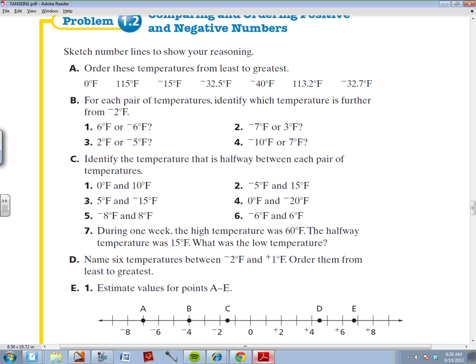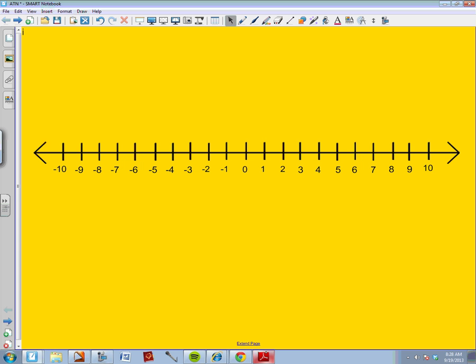What's halfway between 0 and -20? Halfway between -8 and +8. Halfway between -6 and 6. Start thinking of a strategy of how you would do this. 5 and 6 are going to be kind of giveaways, hopefully. 5 and 6, let's look at -6 and +6 for number 6. What's halfway between -6 and +6?